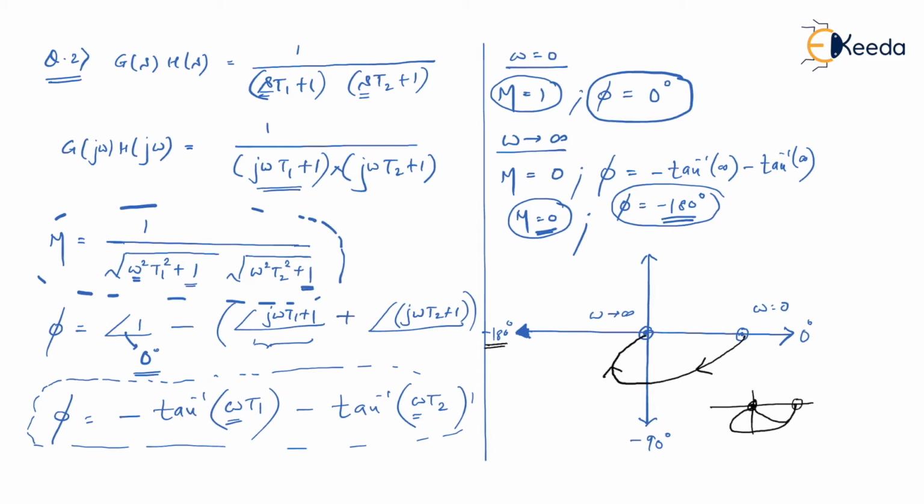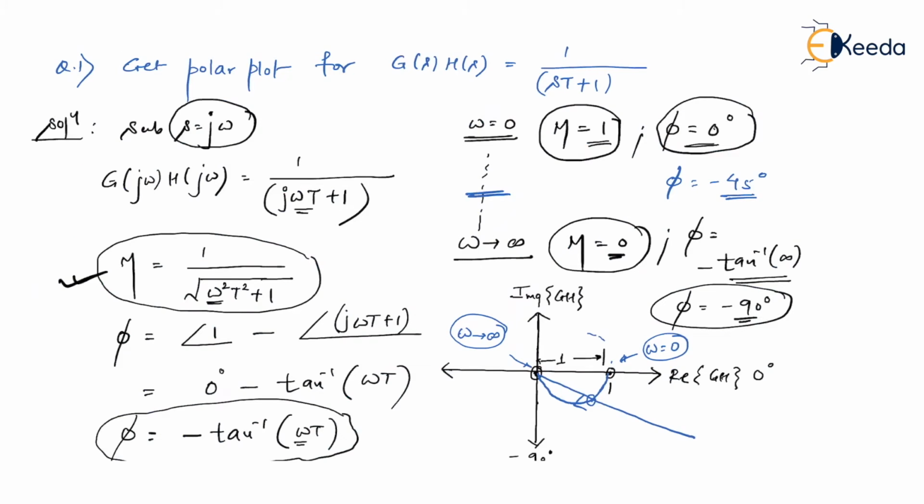So your polar plot should come in the vicinity of 180 degree. That is minus 180 degree in this case. I hope you understood that. In the last problem also we had the same 2 points, if you remember. But then I had to go up to the vicinity of minus 90 degree only. That's the reason why this was the starting point and this was the ending point, like this.